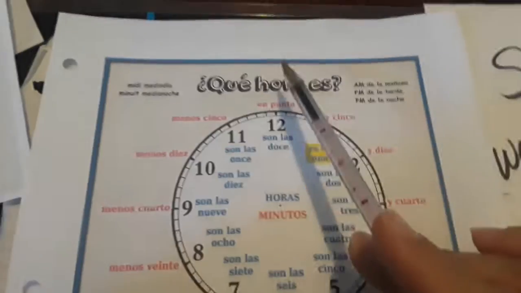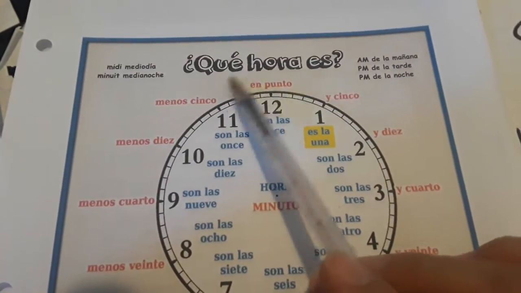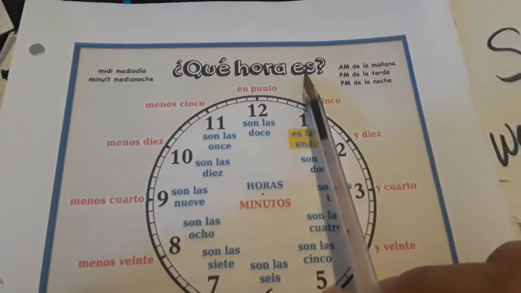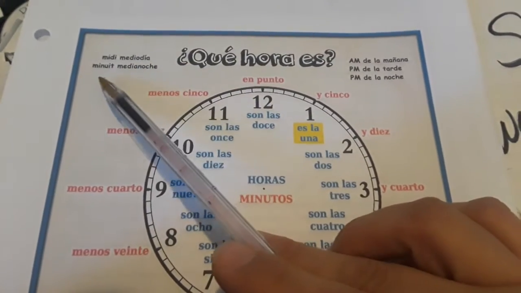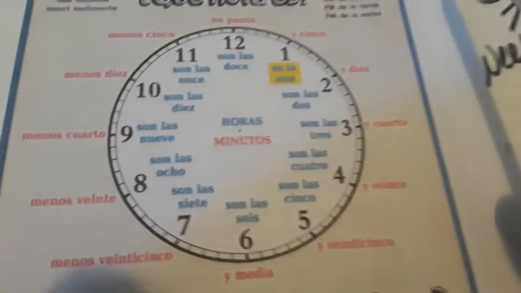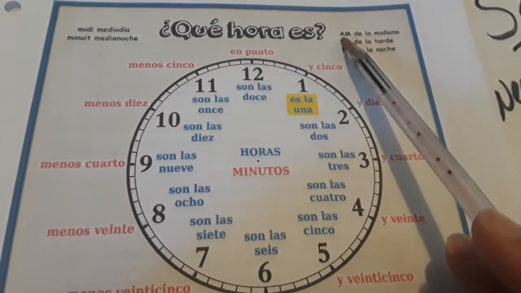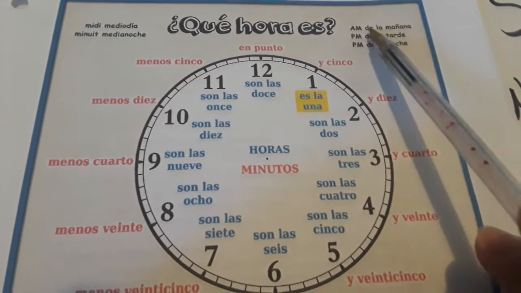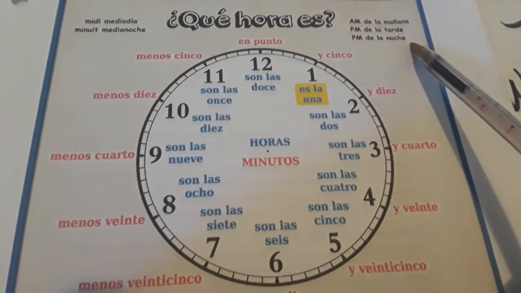Okay, we're going to go over this thing I sent you because I want you to do it for Wednesday, which is miércoles, okay? Okay, ¿qué hora es? What do you think that means? It means what time is it? What hour is it, actually, to be exact? Mediodía means midday. Medianoche is in the middle of the night, okay? AM de la mañana, PM de la tarde, PM de la noche. AM means in the morning, PM in the afternoon, PM in the night, okay?